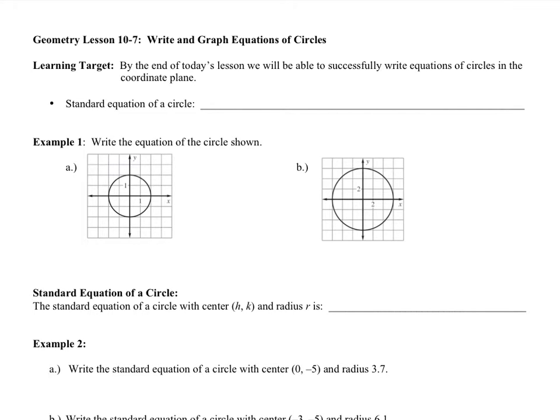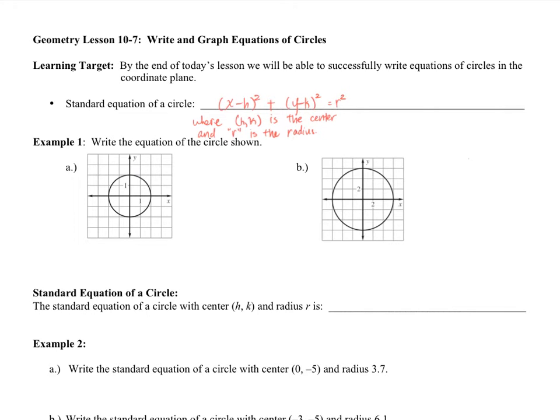The standard equation of a circle is represented by (x − h)² + (y − k)² = r², where (h, k) is the center and r is the radius. You must be wondering where this comes from.